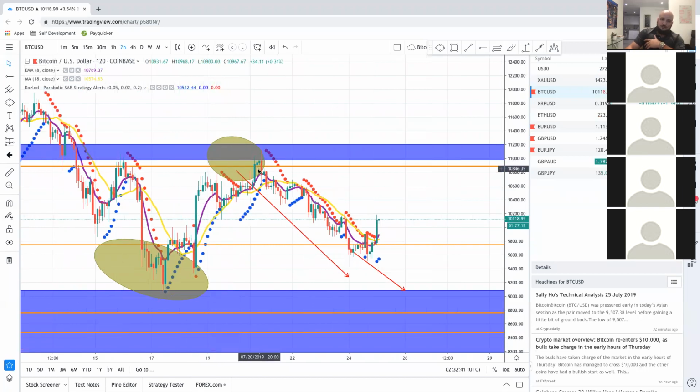I see that there's rejection in that zone because of wicks. Then my SAR flips, right? Then there's a cross happening. Now I want to manually enter the trade, right? How do I know where to put my stop loss and my take profit?